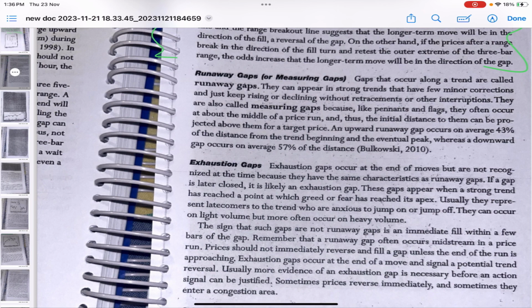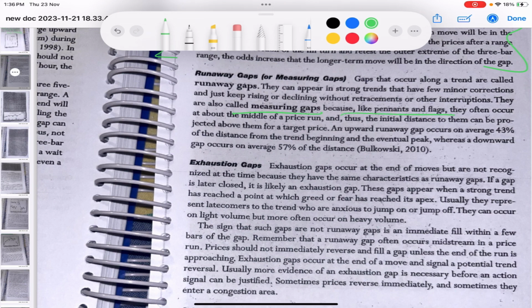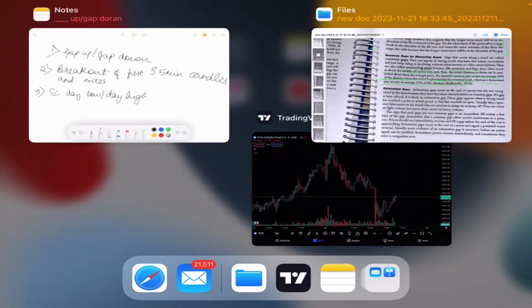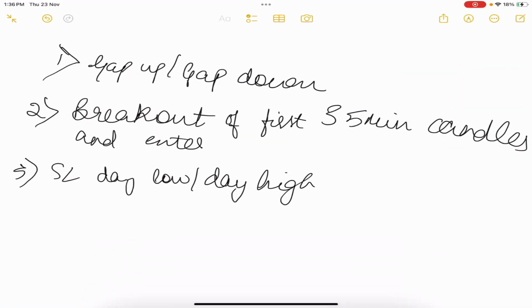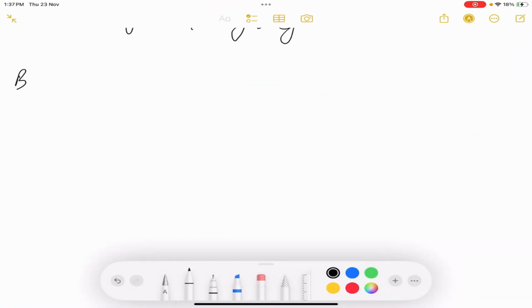They can appear in strong trends that have few corrections, and they are also called the measuring gaps because they often occur in the middle of them, and an upward gap occurs at 43% of the distance of the trend, and a downward gap at 57%. Keep that in mind. So let me just write it for you.